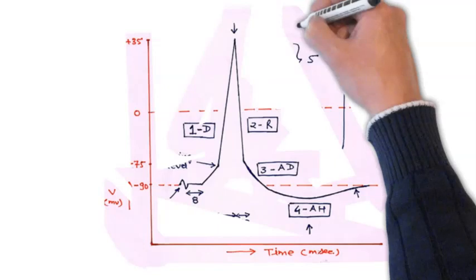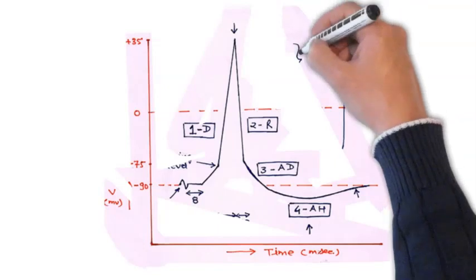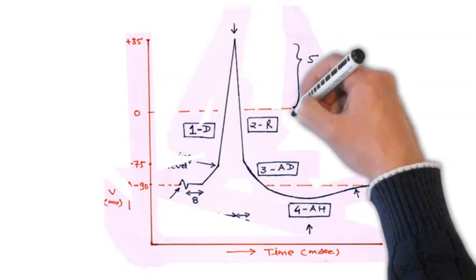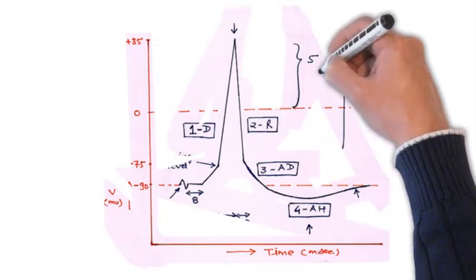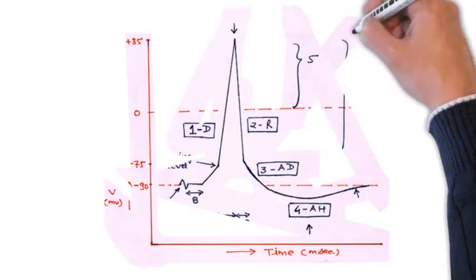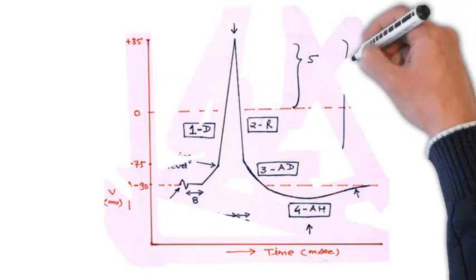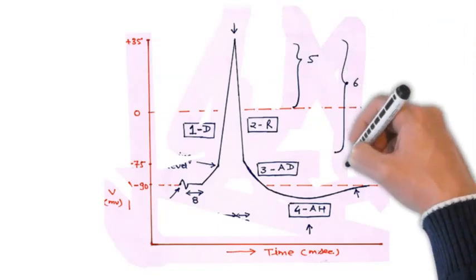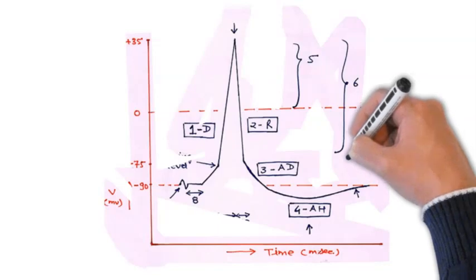Component number 5 is overshoot. This is part of action potential above 0 millivolt. And then component number 6 is spike potential. As the name suggests, it is rapid part. It is rapid depolarization and rapid repolarization, spiked part.